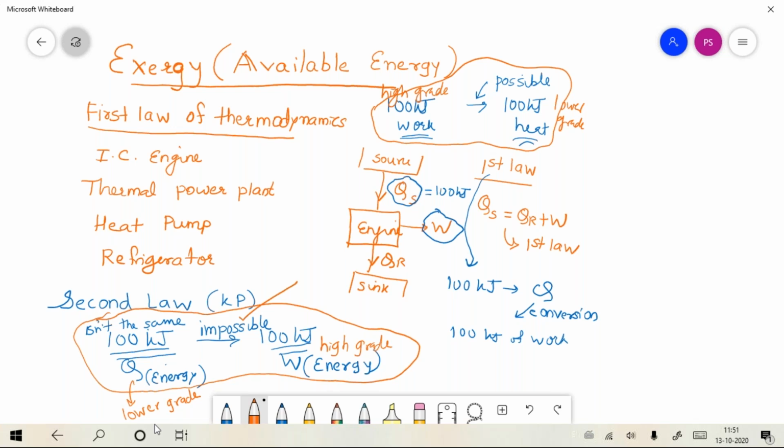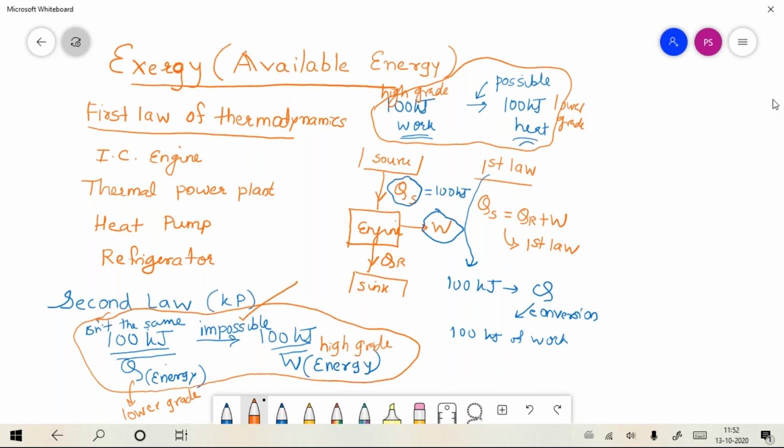What information does the second law give us? What does the second law talk about energy? The second law does not talk about the quantity of energy. Yeah, that is correct, Gargi. The second law brings in the quality aspect of energy, right? Tanaya, you are right. We are talking about the quality of energy now.